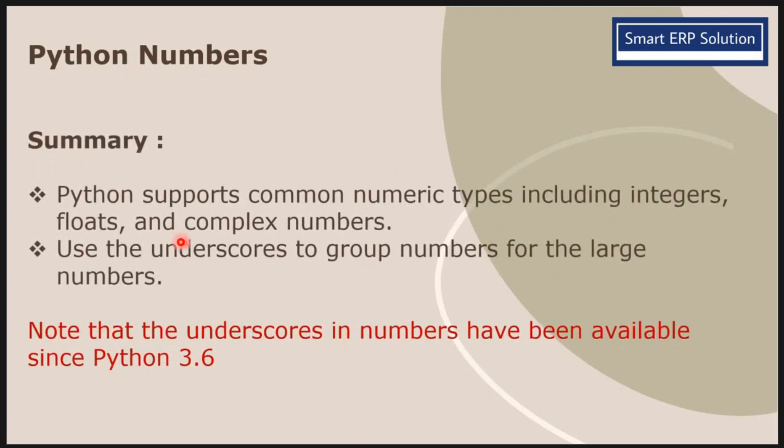So, summary: Python supports common numeric types including integers, floats and complex numbers. Use underscores to group digits in large numbers. Note that underscores in numbers have been available since Python 3.6.